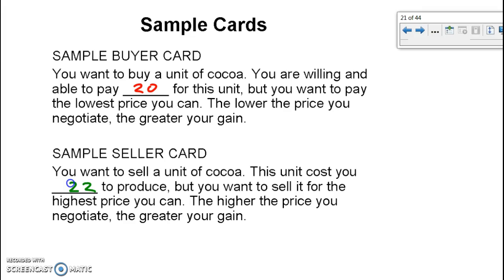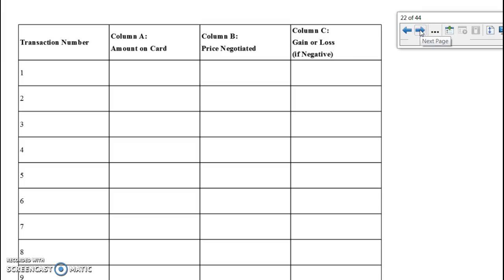Okay, so the seller is negotiating with a buyer, and the seller, let's say you want to sell for 30, and the buyer says, I'll only pay 20, and you say, okay, 28, and then they offer 22, and finally you bring it down to say 25. So on the seller's card, you would say the card says 22, I got someone to buy it for 25, so I have a profit of 3. Again, if you sell it for less than the amount on your card, then it's going to be negative.